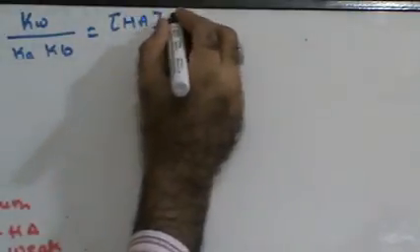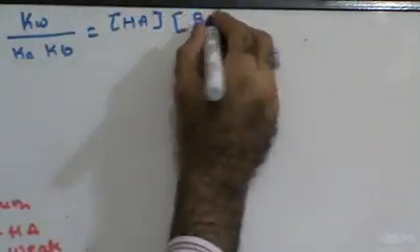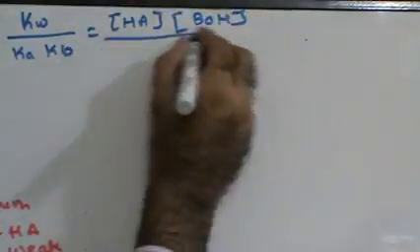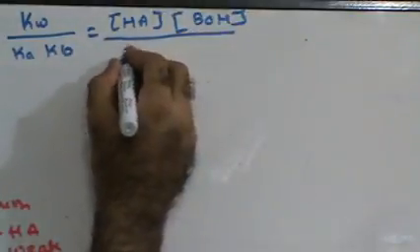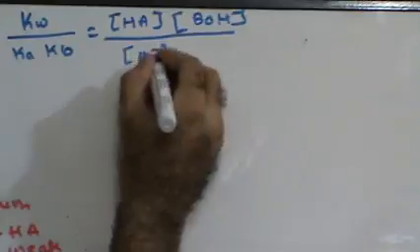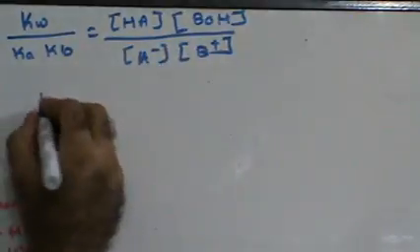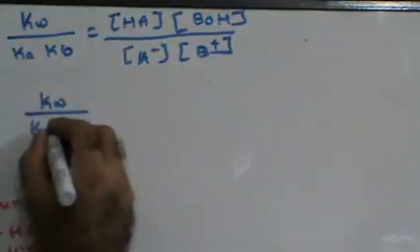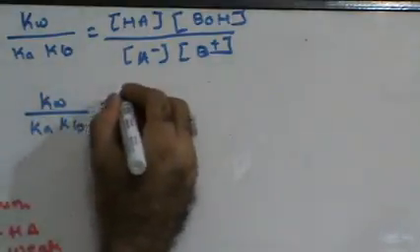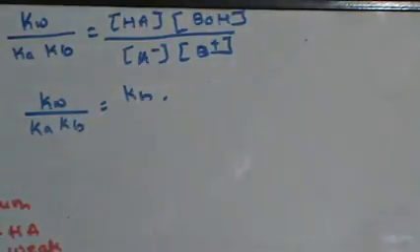is HA into BOH upon A minus into B plus. But that is nothing but your hydrolysis constant. So Kw upon Ka into Kb is nothing but Kh. That is your relationship between hydrolysis constant, ionic product of water, and dissociation constant for a salt of weak acid and weak base. Right? Now let's start with the numericals.